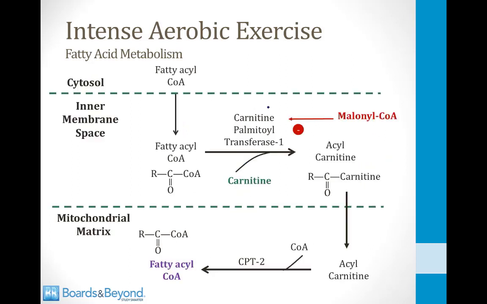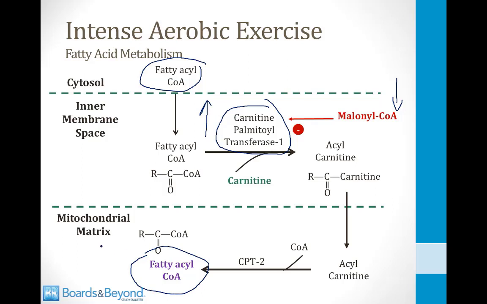Here's a slide from our fatty acid module on beta oxidation. Normally, malonyl-CoA inhibits this enzyme, CPT1, but in the setting of intense exercise, malonyl-CoA levels fall. This will speed up the activity of carnitine palmitoyl transferase 1, and it will allow more fatty acyl-CoA to enter the mitochondrial matrix so it can undergo beta oxidation.